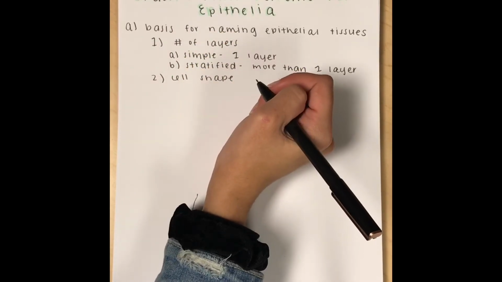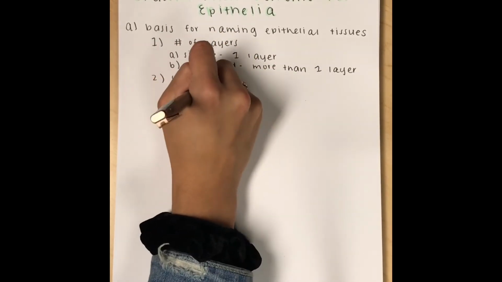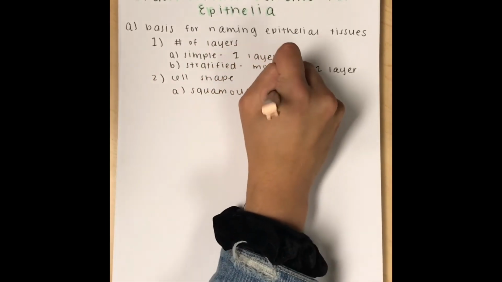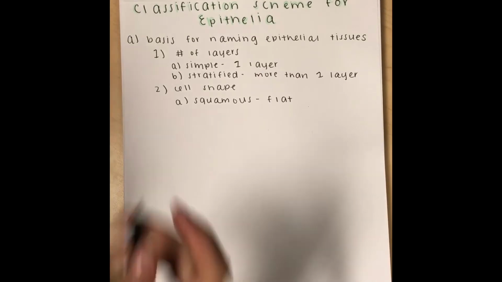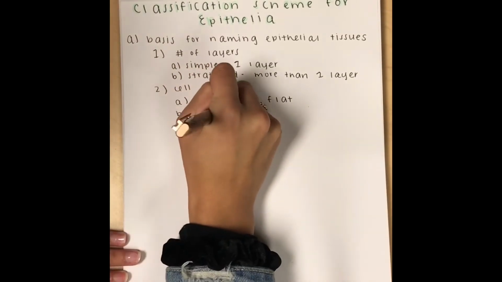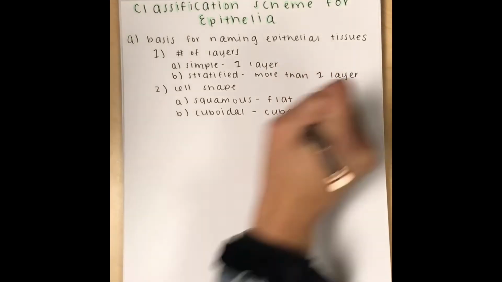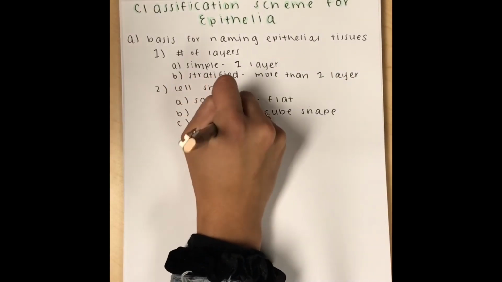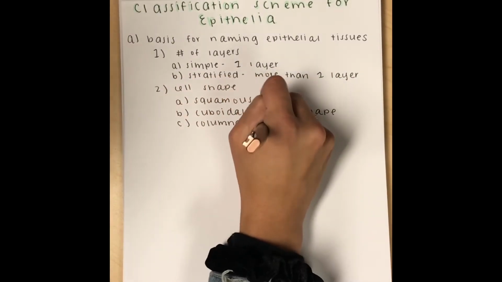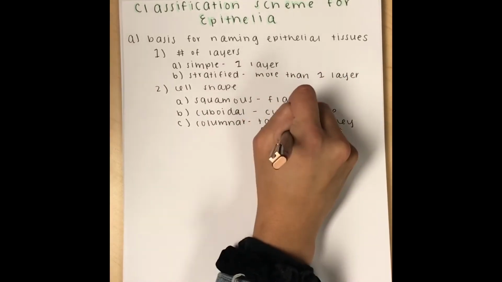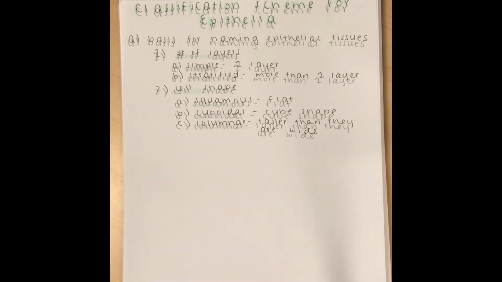We're now going to move on to different cell shapes. We'll start off with squamous. They are flat and look like fried eggs. Next is cuboidal. They are box-like and are approximately as tall as they are wide. Last but not least is columnar. They are shaped like columns and they are taller than they are wide.